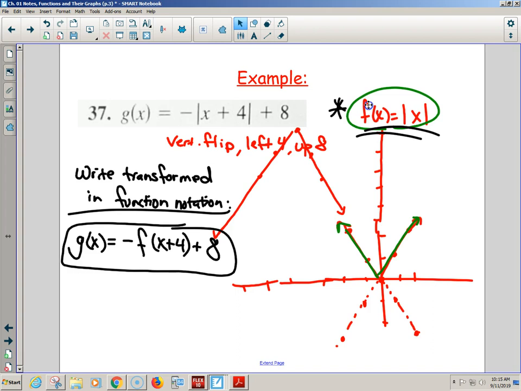Does it work? If f of x is the absolute value, is this the exact same thing as that? Because I'm adding the 8 on the outside of the function, I'm adding a 4 on the inside of the function, and I'm multiplying by a negative on the outside of the function. If they're asking you for function notation, they're saying, think about who the parent function is, name him f, and then rewrite in terms of f. Kind of makes sense? No, it's going to confuse you.